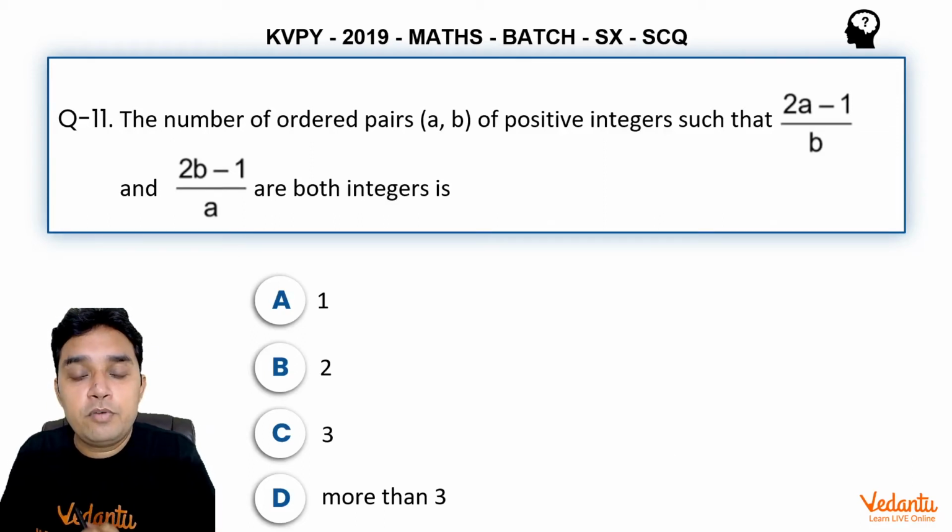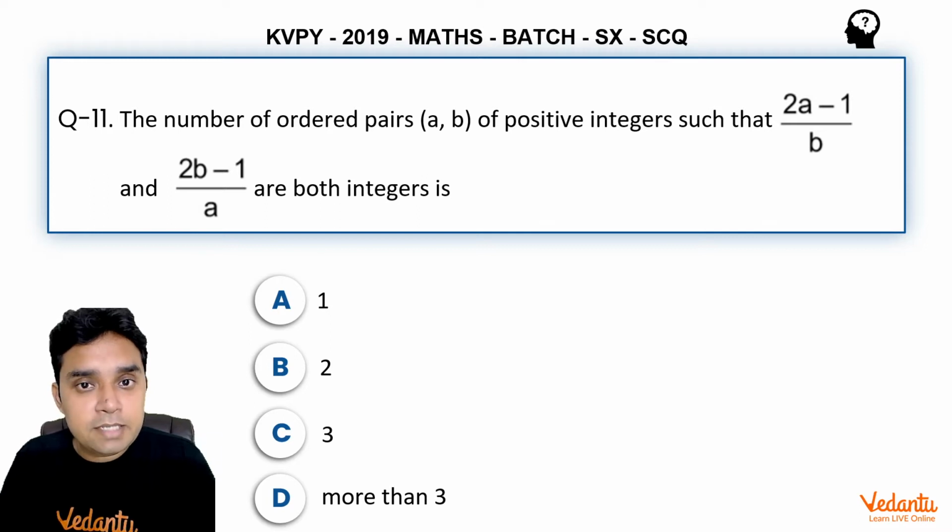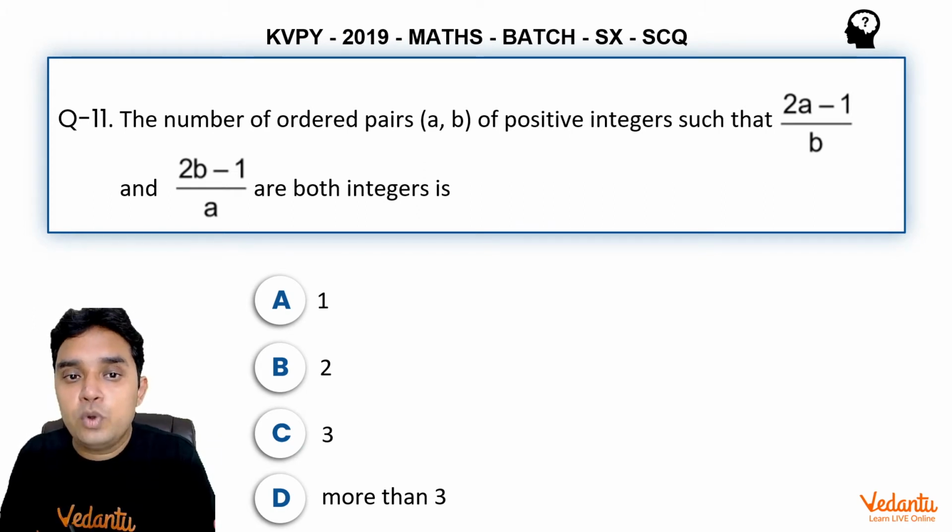We are discussing paper of KVPY 2019 SX stream. This is question number 11 from part 1 and from the topic number system. This question says the number of ordered pairs (a, b) of positive integers such that (2a minus 1) upon b and (2b minus 1) upon a are both integers is: A) 1, B) 2, C) 3, D) more than 3.